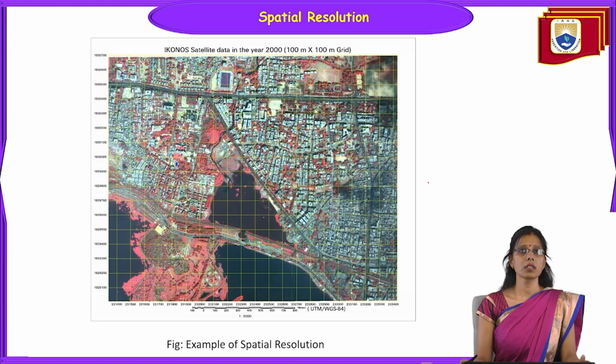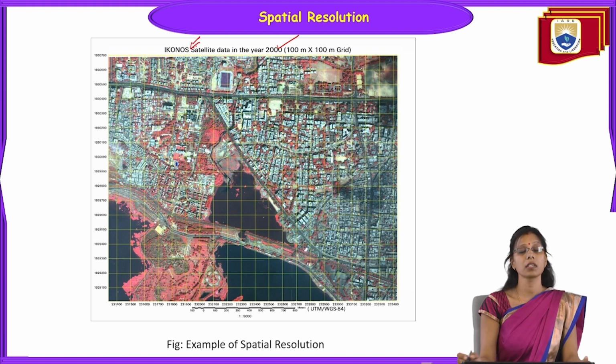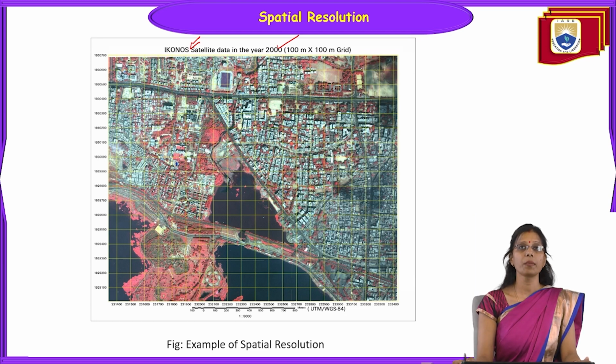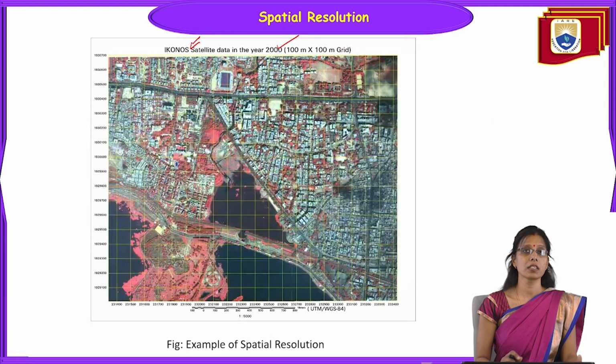Now when you talk about the year 2000, we have IKONOS satellite data. IKONOS, in the previous lecture also I told you what is an IKONOS image. So an IKONOS image is a very clear picture which gives 1 meter resolution. That means a 1 meter object on the ground will be very clearly visible on the image. Now the previous pictures you see are very blurred. Now you see this image, how clear it is.